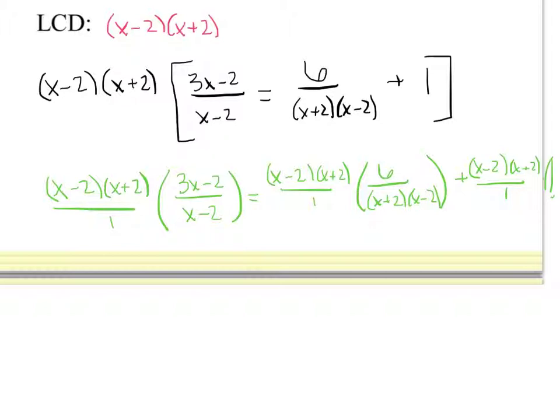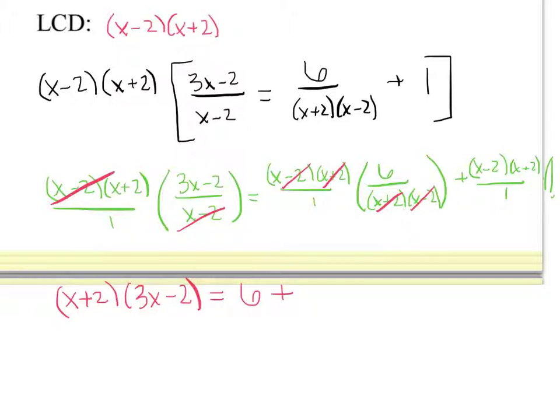So what's going to happen is I'm going to be able to cross off numerators and denominators. I have an x minus 2 here and an x minus 2 here. That's going to leave me with x plus 2 times 3x minus 2, which is equal to, I see I have an x minus 2 and an x minus 2 here, an x plus 2 and an x plus 2 there. So that's going to leave me with 6 plus, and then down here I don't have anything to cancel out because I was just multiplying by 1 for this term.